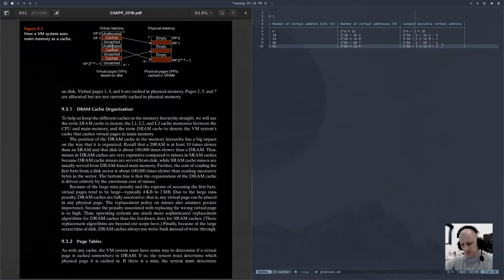Further, the cost of reading the first byte from a disk sector is about 100,000 times slower than reading successive bytes in the sector. The bottom line is that the organization of the DRAM cache is driven entirely by the enormous cost of misses. Because of the large miss penalty and the expense of accessing the first byte, virtual pages tend to be large, typically 4 kilobytes to 2 megabytes. Due to this large miss penalty, DRAM caches are fully associative. That means any virtual page can be placed in any physical page.